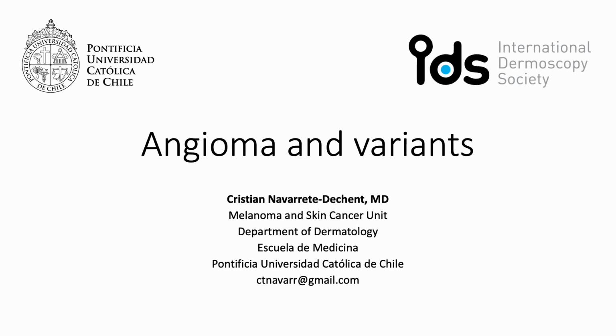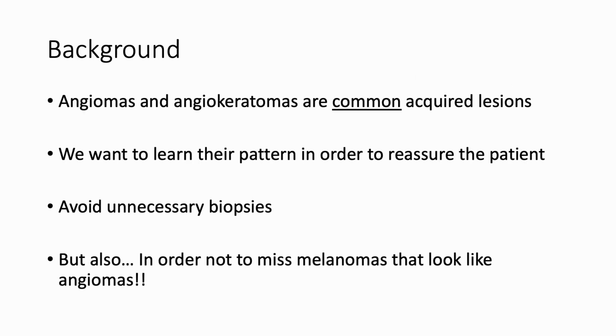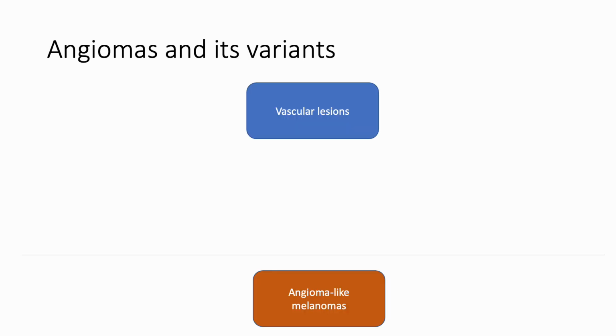In this occasion, we're going to discuss angioma and its variants. Angiomas and angiokeratomas are very common acquired lesions. We see them often with our patients. So, we want to learn the dermoscopic pattern in order to reassure the patient and to avoid unnecessary biopsies. But also, and most importantly, in order not to miss melanomas that look like angiomas.